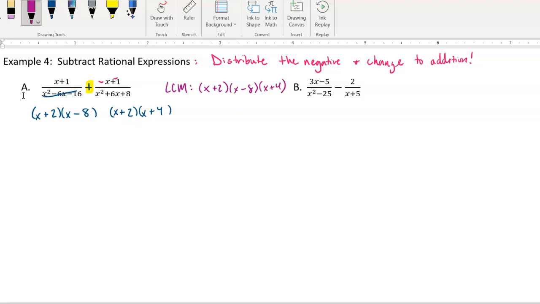All right, so now we're going to figure out what do we need for each fraction. That first fraction doesn't have the x plus 4. The second fraction, now look at that second fraction, is negative x plus a negative 1, remember, in our numerator. But in our denominator, we have the x plus 2, we have the x plus 4, but we don't have x minus 8.